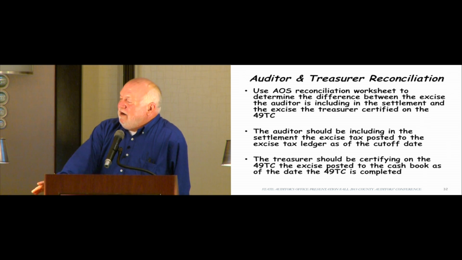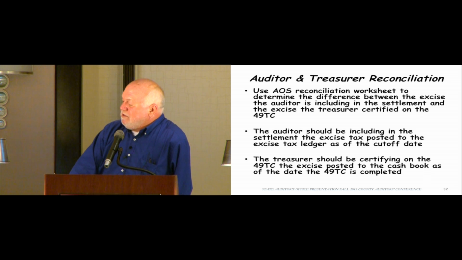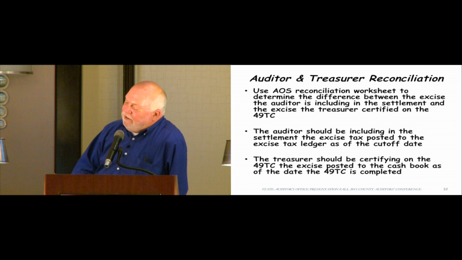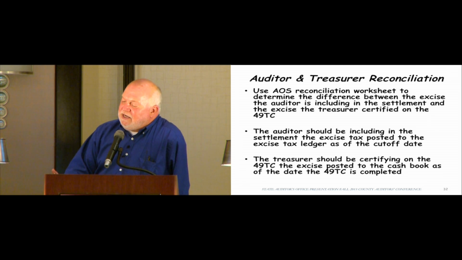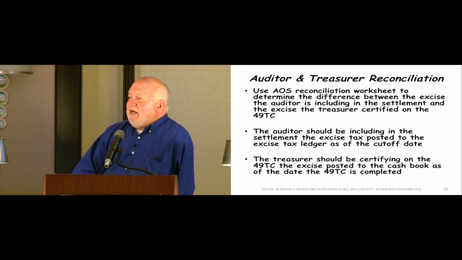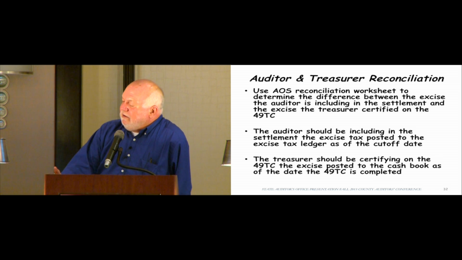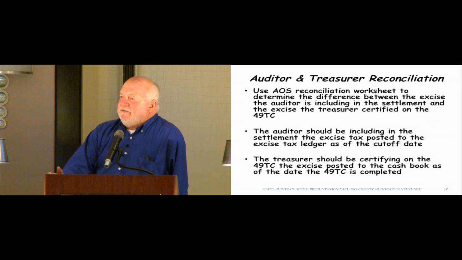But if you're cutting off at the end of September, which is actually money deposited up through October the 14th, and the treasurer is certifying on November the 25th, and your excise for the 6-month settlement period from the last settlement to now that you're distributing is $2.5 million, and the timing difference amount on the reconciliation is $775,000.